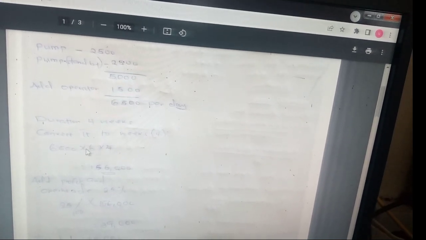But we are told that the work goes for 4 weeks. So you convert this 6,500, which is a daily cost, to a weekly cost, whereby you take 6,500 and multiply it by 6. Those are the 6 working days. Then you multiply it by the 4 weeks that we are given in the data up there. That will be 156,000.